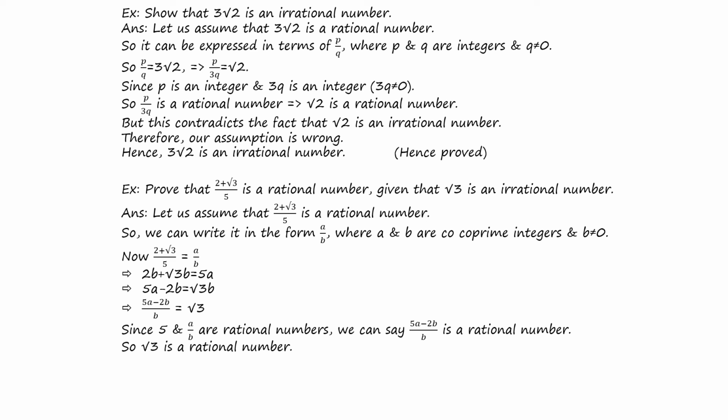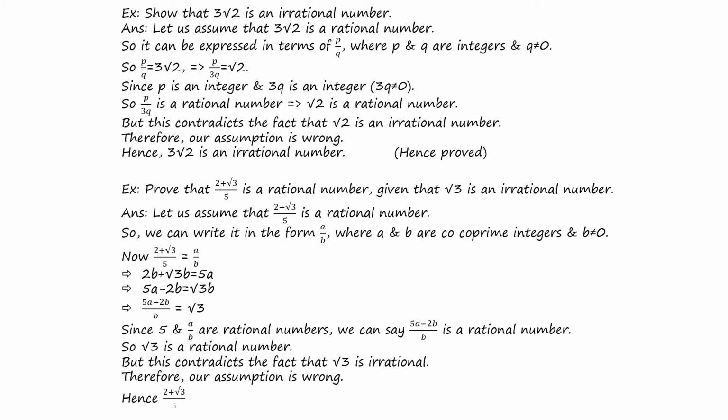But it is already given that root 3 is an irrational number. This contradicts the fact that root 3 is an irrational number. Thus, our assumption is wrong. Hence, 2 plus root 3 whole divided by 5 is irrational. Hence proved.